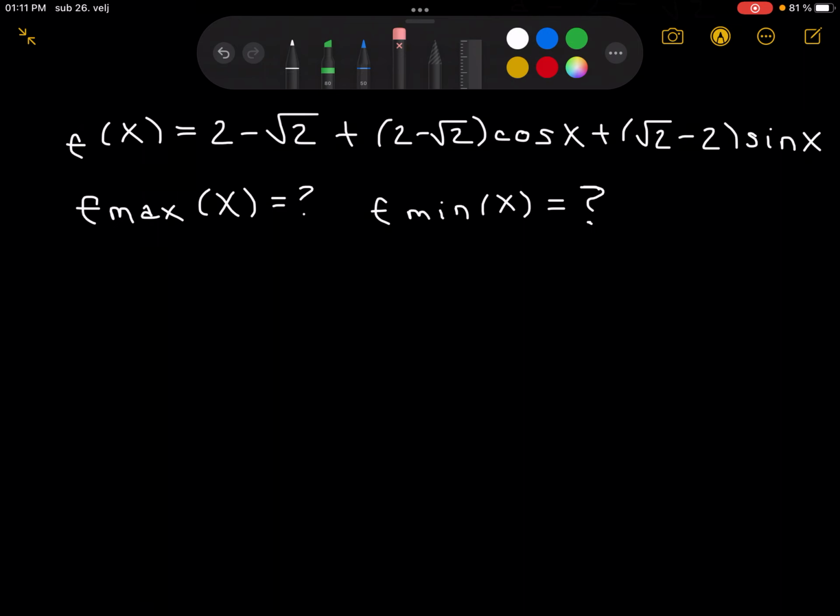We can just see that we can rewrite this part right here slightly differently. So namely we can factor out the minus right here. Okay, and inside the parentheses we'll have 2 minus the square root of 2. Okay, now we know how to do these sorts of problems.